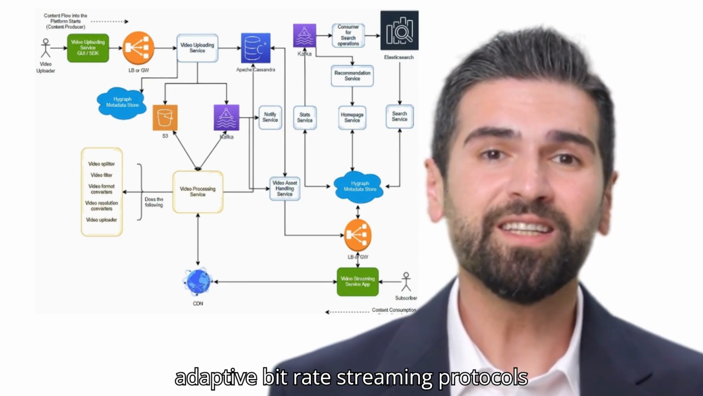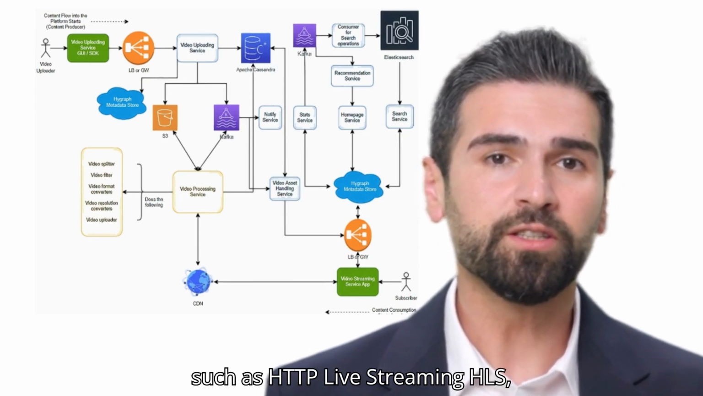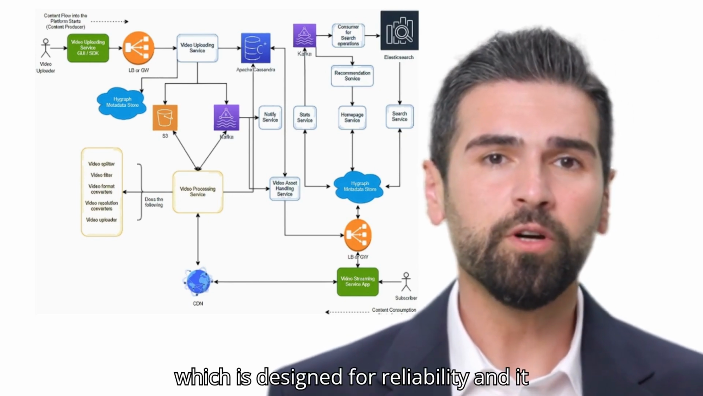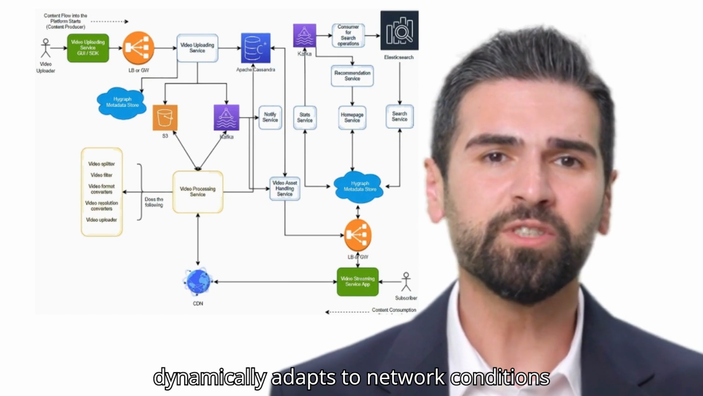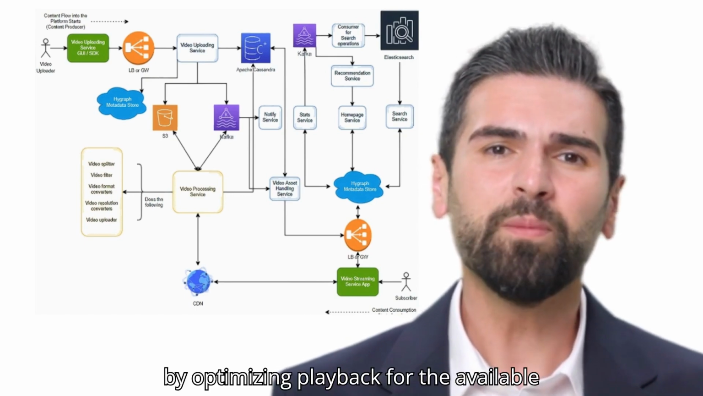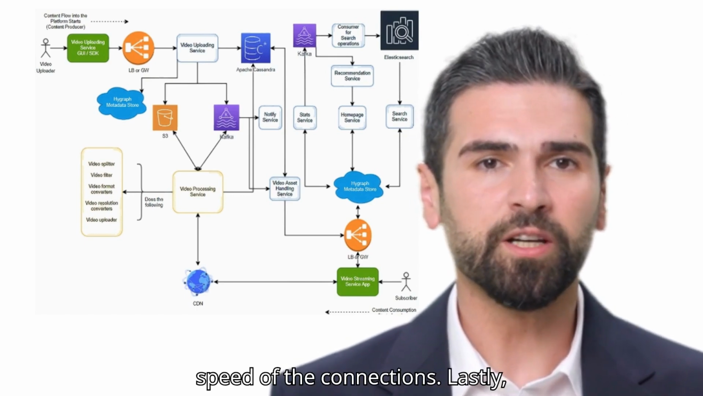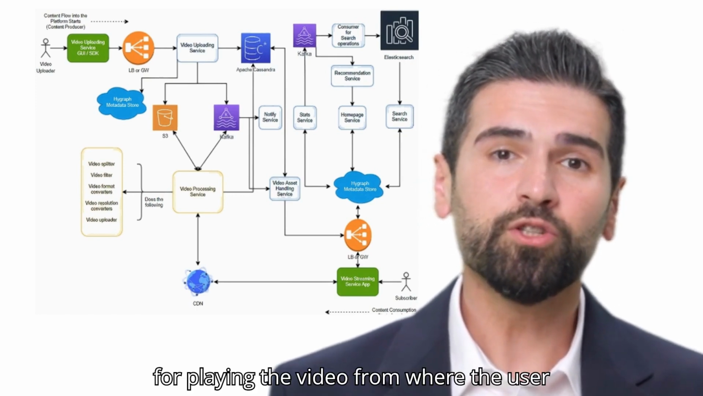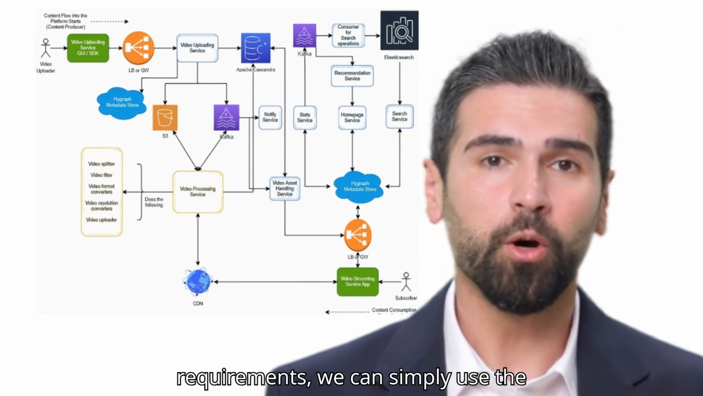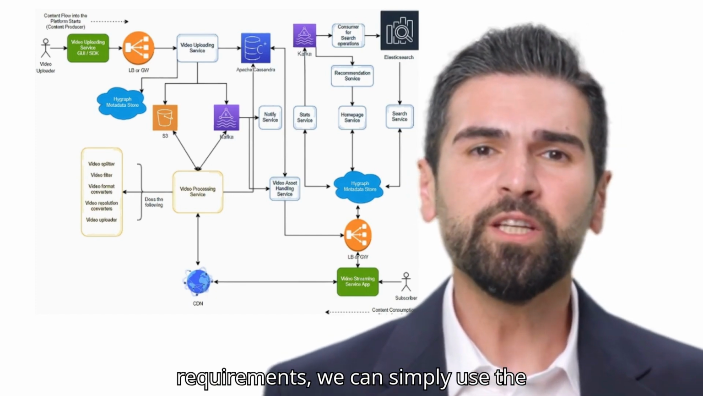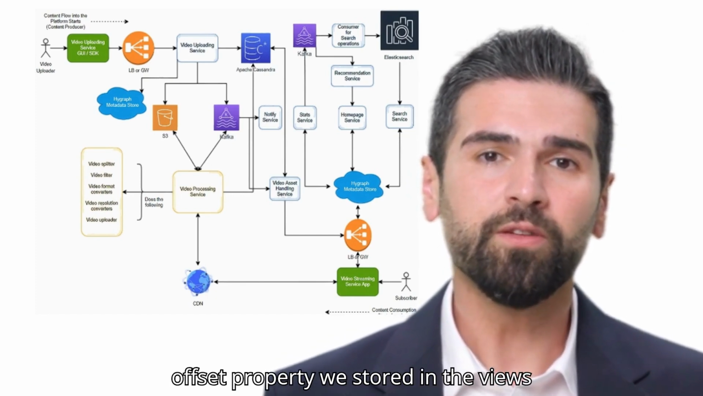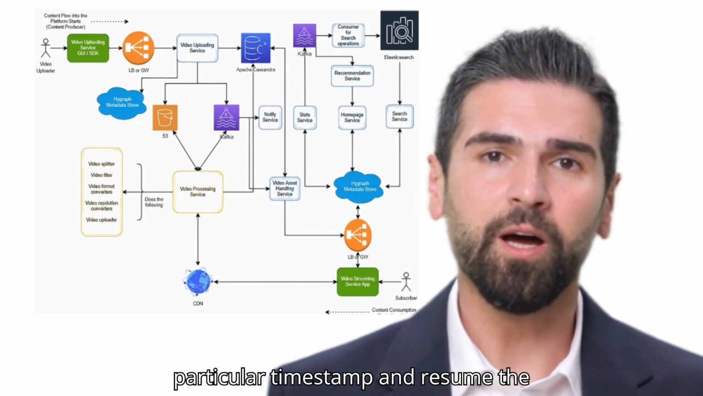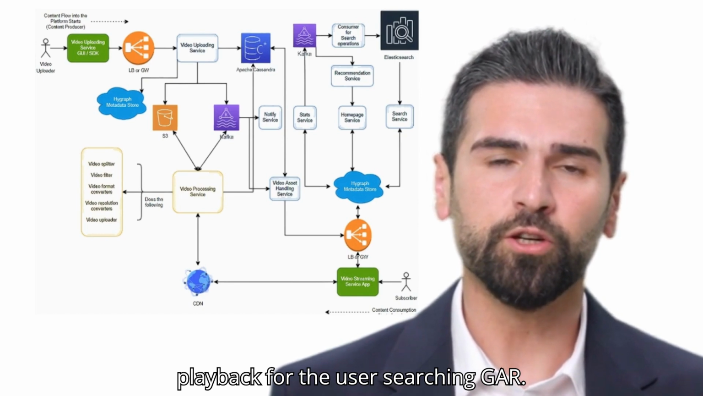Additionally, we can use adaptive bitrate streaming protocols such as HTTP live streaming, HLS, which is designed for reliability and dynamically adapts to network conditions by optimizing playback for the available speed of the connections. Lastly, for playing the video from where the user left off, part of our extended requirements, we can simply use the offset property we stored in the views table to retrieve the scene chunk at a particular timestamp and resume the playback for the user.